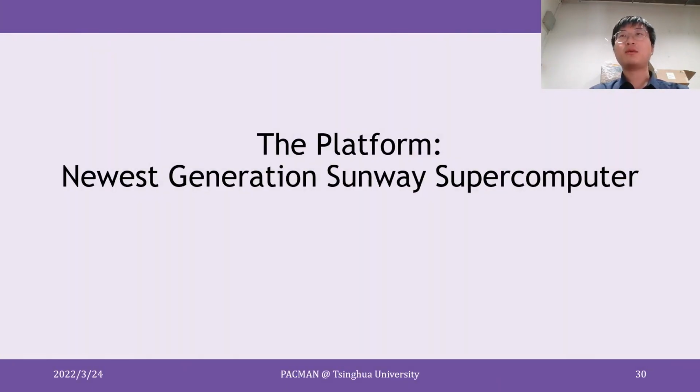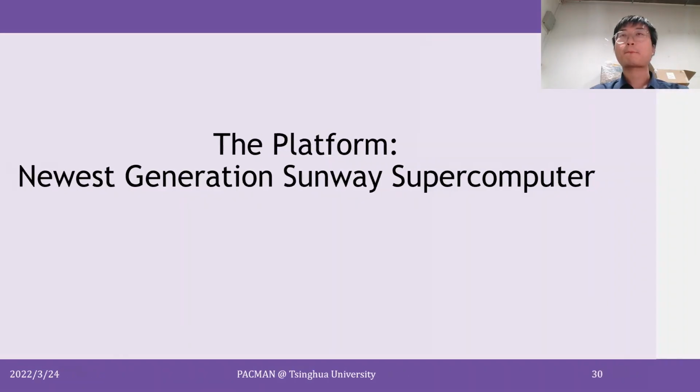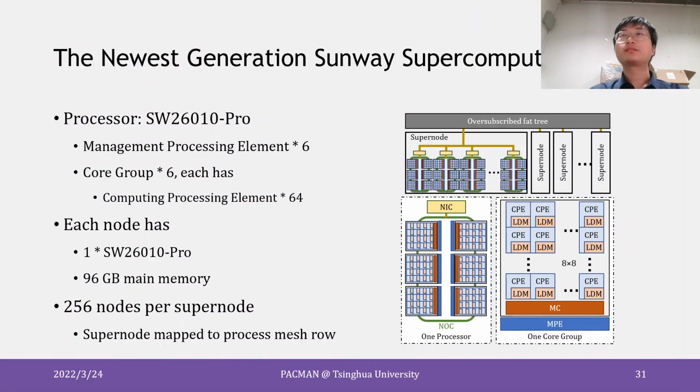Then it comes to some architecture-related optimizations. Before diving into them, let me first brief over our platform, the newest generation Sunway supercomputer, which has a unique chip architecture. The processor, being the successor of the one used by Sunway TaihuLight, is equipped with 6 MPEs as full function cores and 6 accelerator core groups, each of which has 64 CPEs as accelerator cores.